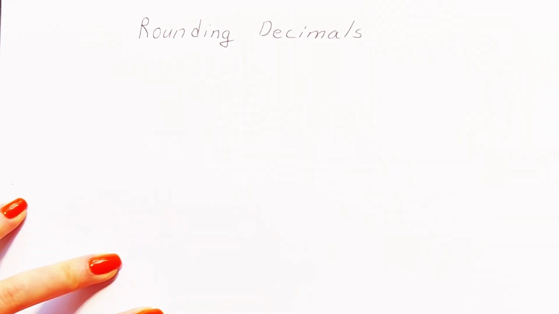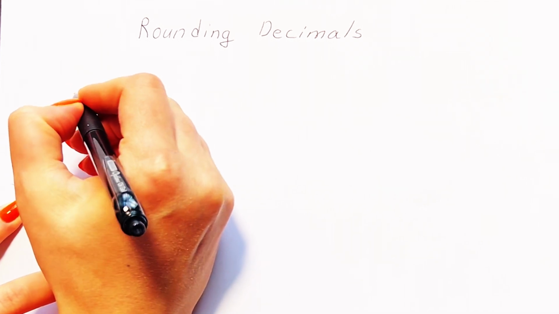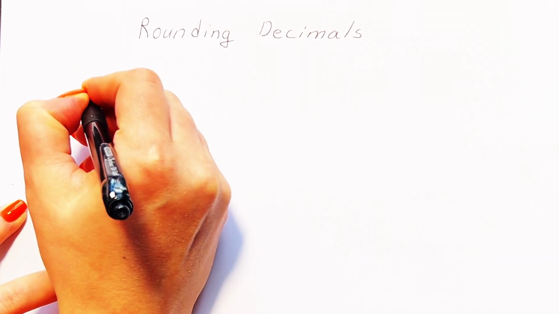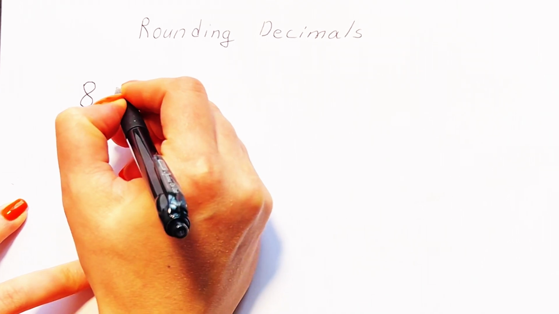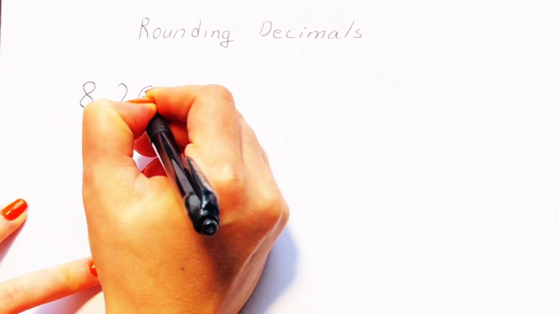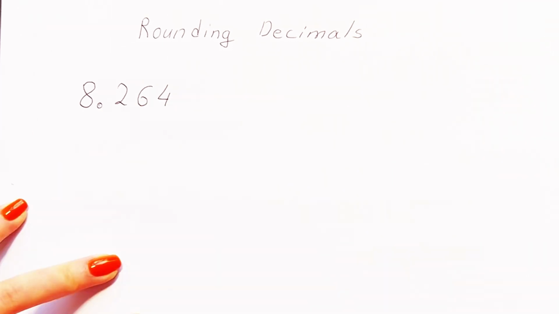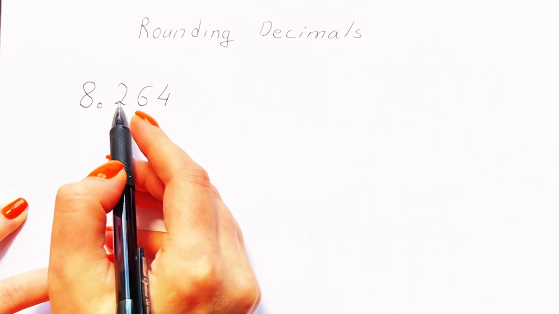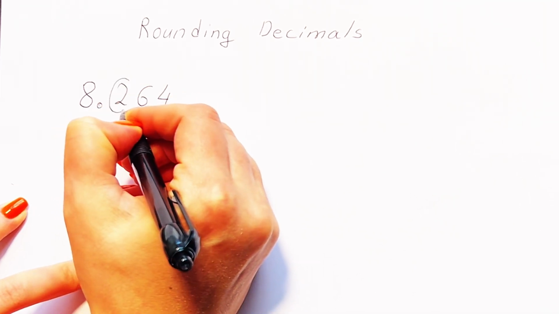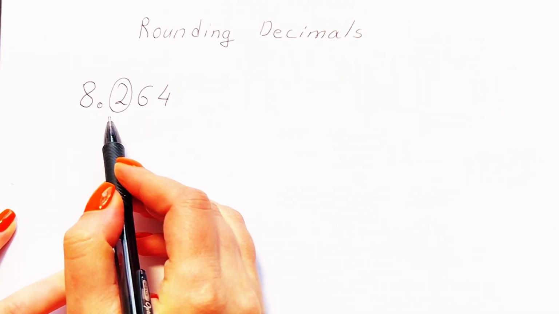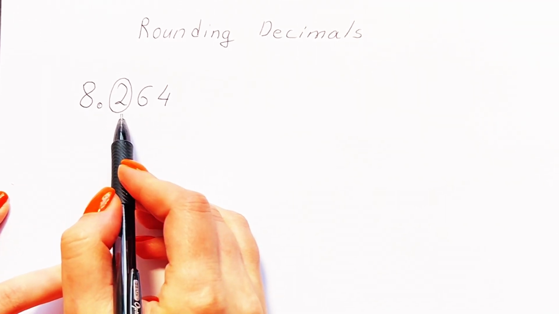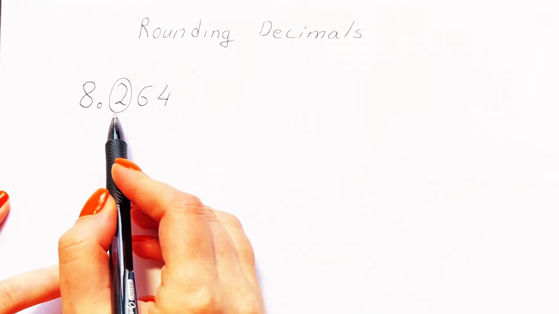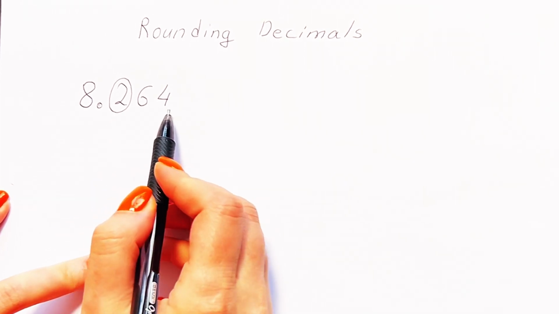Okay, let's round decimals. Let's say I have 8 and 264 thousandths. Okay, I want to round it to the nearest tens place. This is the ones place, this is the tens place. I want to round it to the nearest tens place. What that means? It means the rest of the numbers after the tens place, I don't need it. I'm gonna erase it, I'm gonna delete it.